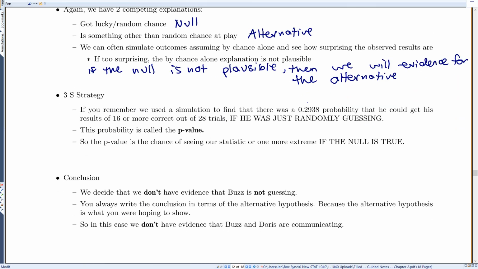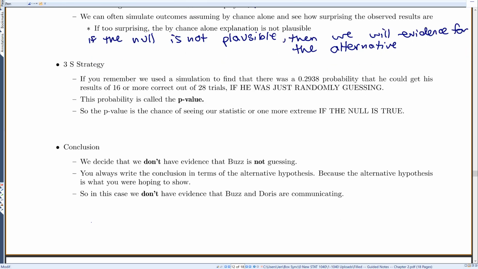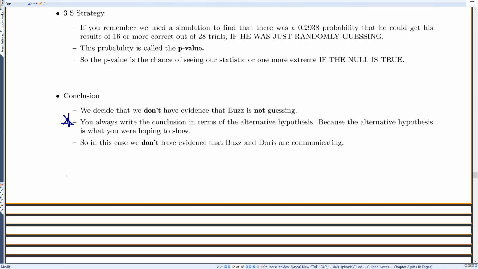Then we'll have a conclusion. We decided that we don't have evidence that he is not guessing, which seems like a double negative, I know, but you always write the conclusion in terms of the alternative hypothesis, because the alternative hypothesis is what you are hoping to show. So in this case, we don't have evidence that they were communicating from that specific study. The thing to remember: always write your conclusion in terms of the alternative.